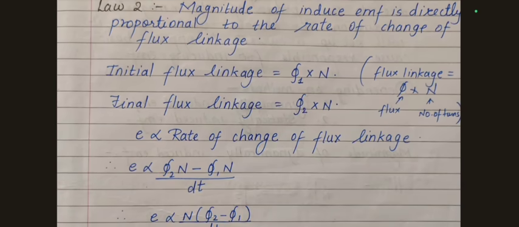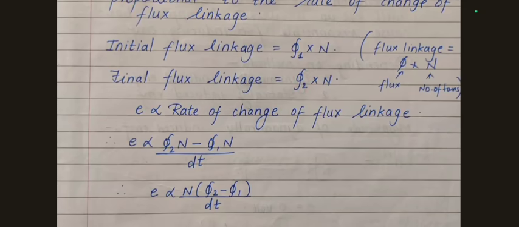So for defining law number 2, that is, the magnitude of induced EMF is directly proportional to the rate of change of flux linkage. As I am telling you, induced EMF is directly proportional. So here E is the induced EMF, and it is directly proportional to the rate of change of flux linkage.